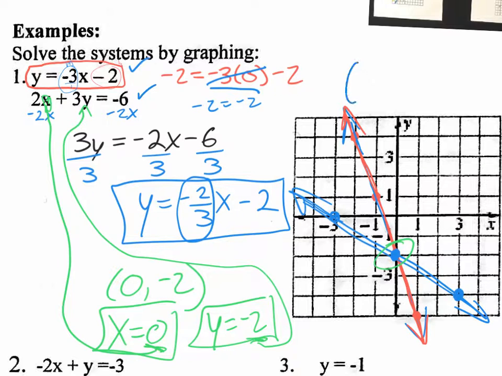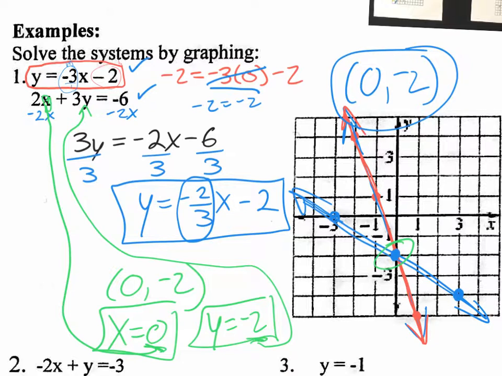So the coordinate 0, negative 2, that is the solution to the system, and we did not guess at all. We graphed the top equation, graphed the bottom equation, and the point in common is the answer that works for both. Are you always going to have one answer that works for both?